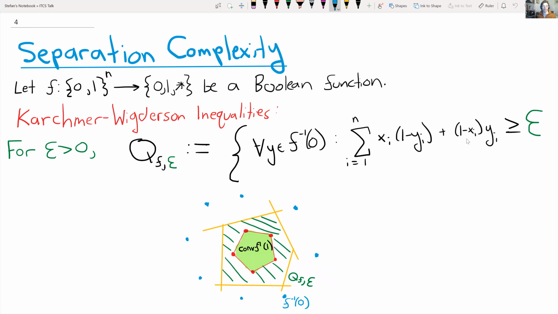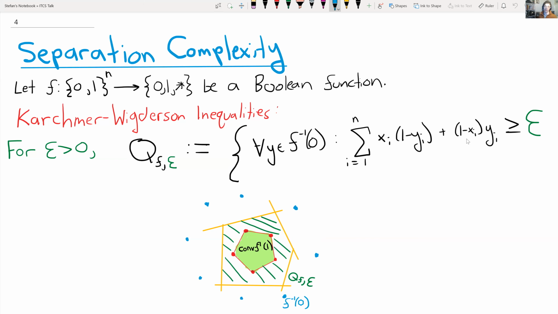Now, since all we care about is a separating polytope between the ones and the zeros, we don't necessarily need a 1, as in QF1. We can do it for any positive epsilon. And so when you do that, we get this new outer polytope QF epsilon, where instead of having a 1 on the right-hand side of the inequality, we have an epsilon. And pictorially below, we see that this gives more space than QF1 had.